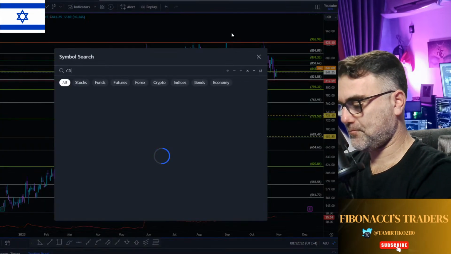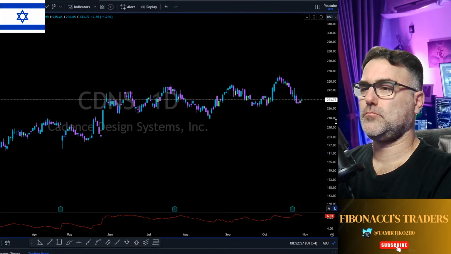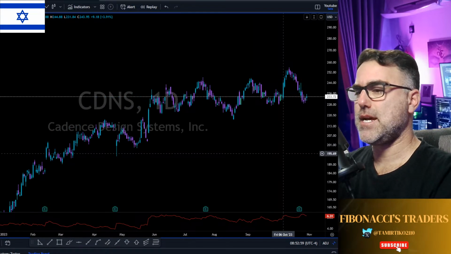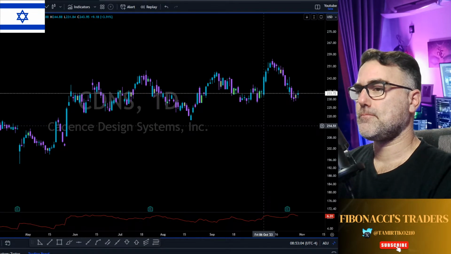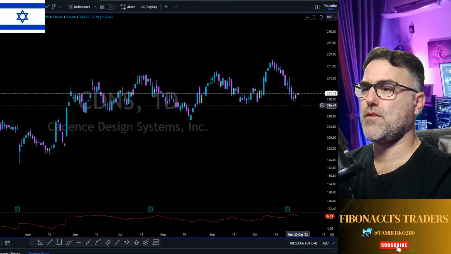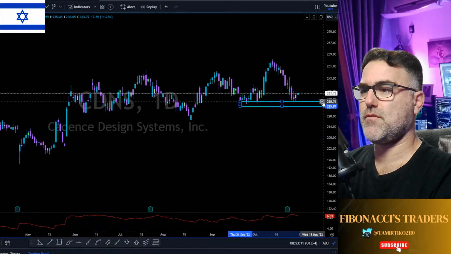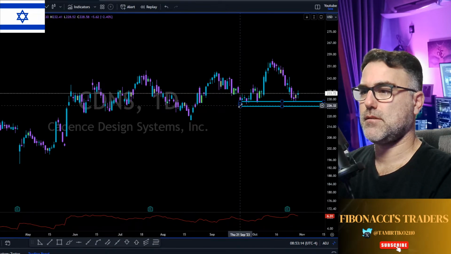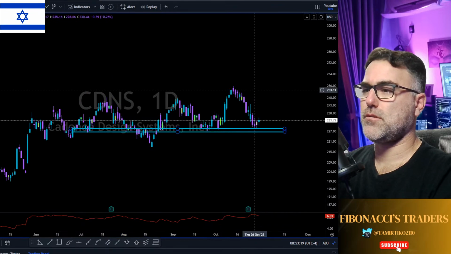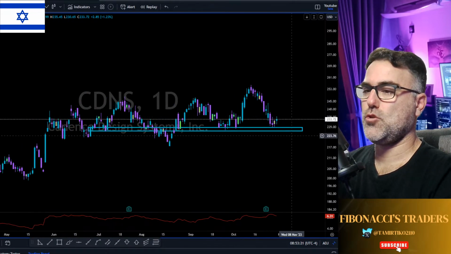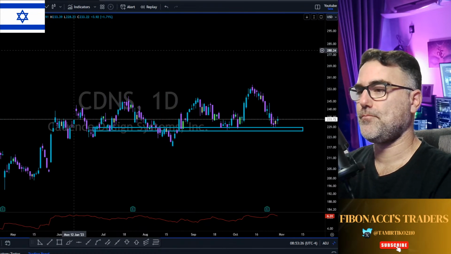CDNS. What do I think about CDNS? All this area, a very important area of support. It's always an area. It's never an accurate price. All this area, support. Short below, towards where? Look left. 217. You want to go long?